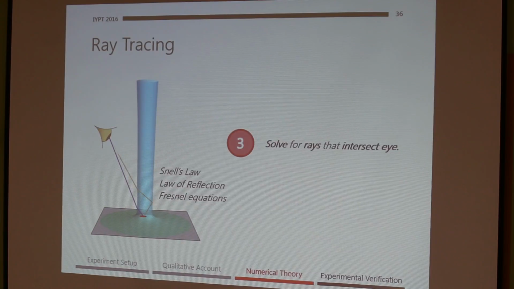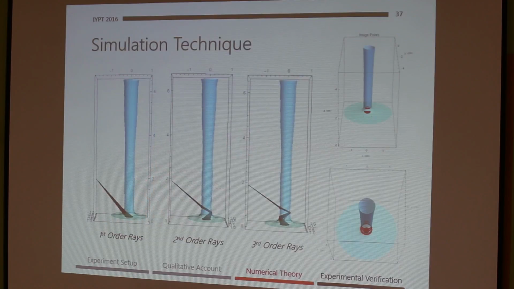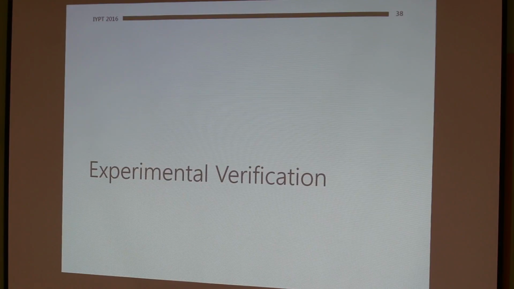So finally, after we emit the diffuse rays, we then simulate the path of these rays through our system, and we then eventually solve for the rays that intersect our eye. And these will form the images of the light rings that we observe. So here's some of the sample plots for our ray tracing program, and you can see the light rings in red at the bottom right corner. So with our numerical model, we proceed to experimentally verify this.